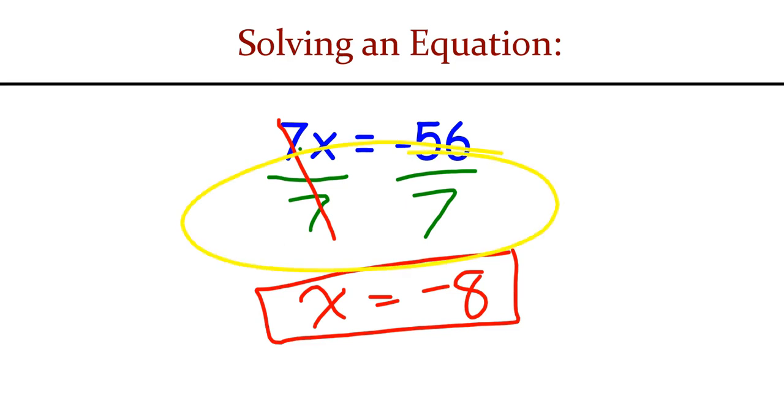Remember that that process is the most important one. We are dividing by 7 to get rid of the 7 times x and make it just an x. And then on the right-hand side, we end up calculating negative 56 divided by 7 to end up at the value for our solution, which is negative 8.